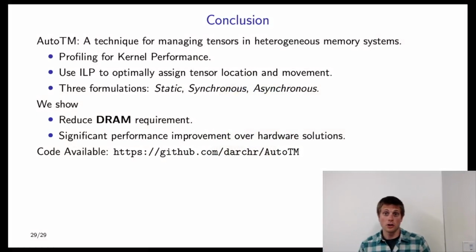So in conclusion, we present AutoTM, which is a technique for managing tensors in heterogeneous memory systems. We use profiling to understand kernel performance, and then ILP to optimally do the assignment of tensors. We can greatly reduce the DRAM requirement of applications without sacrificing a large amount of performance, and we perform significantly better than a hardware caching mechanism. Our code is available on GitHub, and we welcome any questions and comments that you might have.